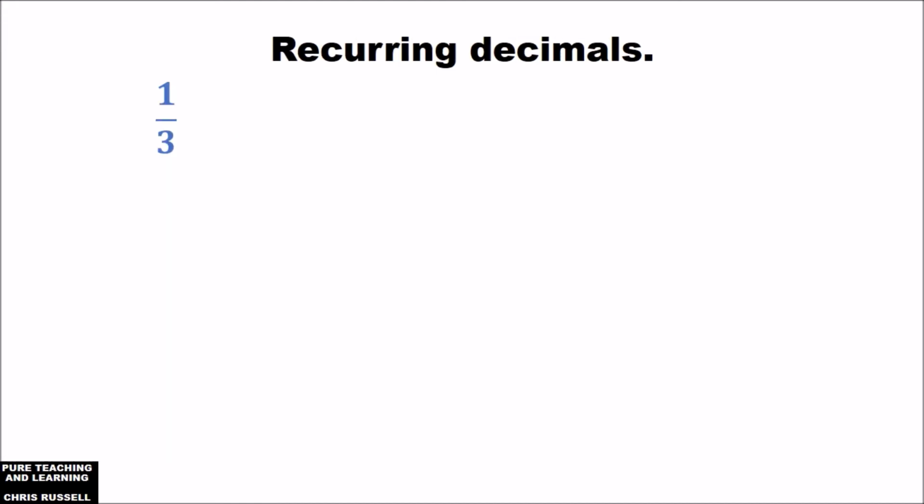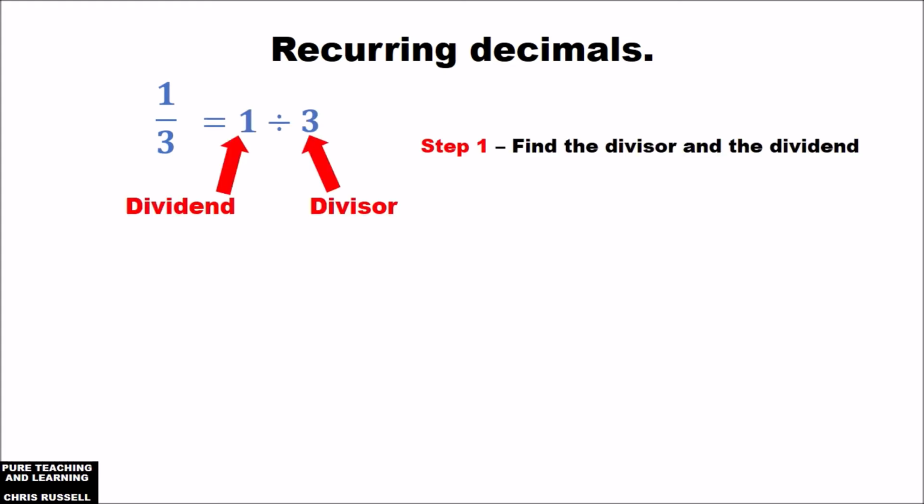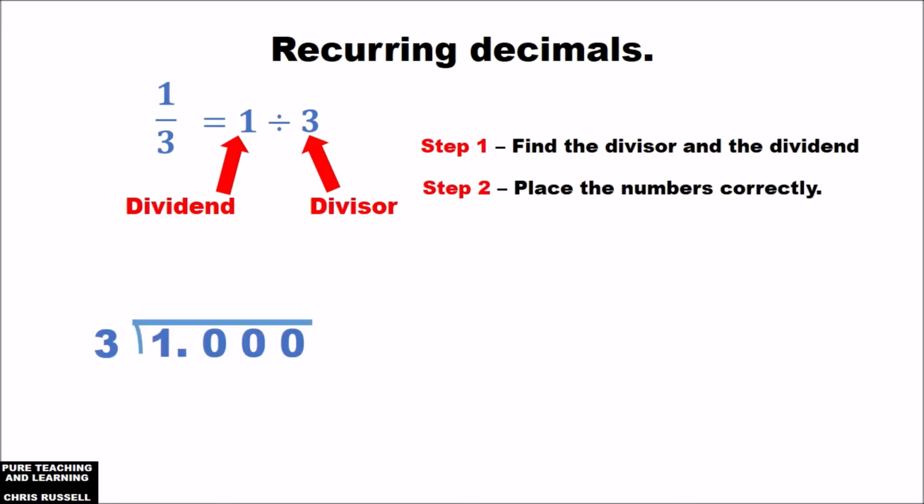Recurring decimals. Here we got 1/3. That is equivalent to 1 divided by 3. So first step, find the divisor and the dividend. Place the numbers correctly and carry out the short division. How many 3's go into 1? 0. We carry the 1. How many 3's go into 10? 3. What's the remainder? 1.